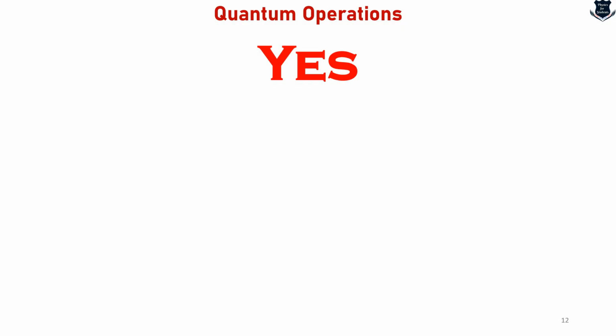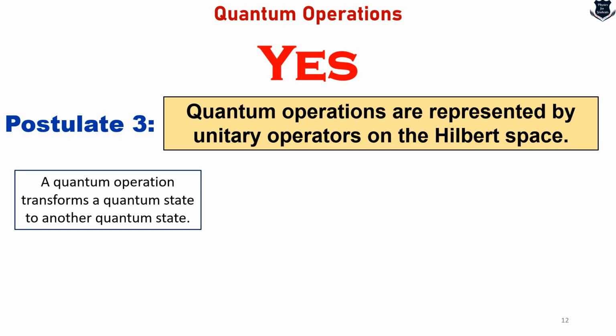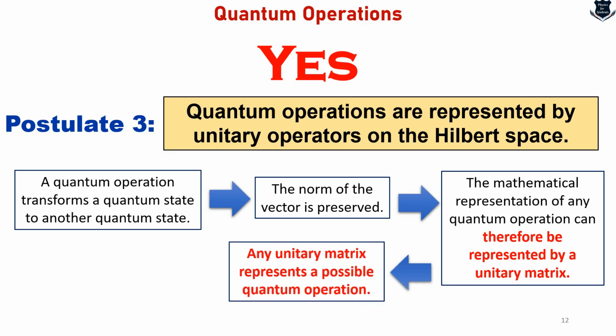As you understand, I stopped the earlier video over here, and from here we take it to postulate number 3, which is that quantum operators are represented by unitary operators on the Hilbert space. This was the clip from my last video, and I told you that a quantum operation transforms a quantum state to another quantum state. The second is that the norm of the vector is preserved. We have seen this. The mathematical representation of any quantum operation is a unitary matrix. This also we have seen. And any unitary matrix represents a possible quantum operation. This part also we have seen.